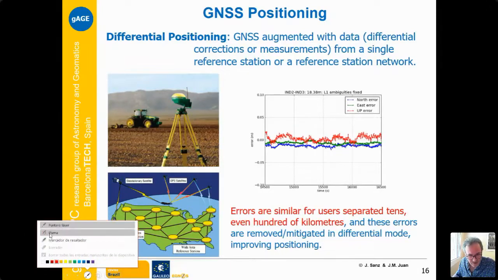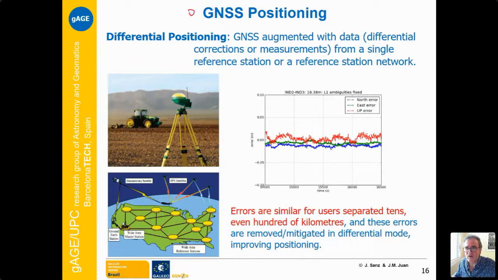If we have, for instance, the satellite here, and what affects the user, this is the line of sight, and here we have the error. What affects positioning is the projection of this error in the line of sight. Well, in this case, because the satellite is at 20,000 kilometers, the projection will be the same. The error will be the same. The orbit error will be the same.